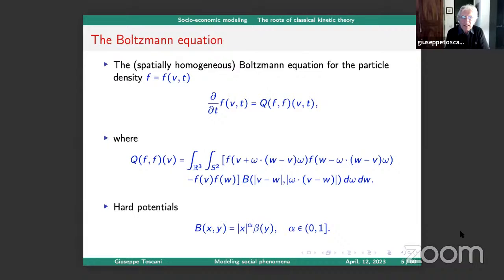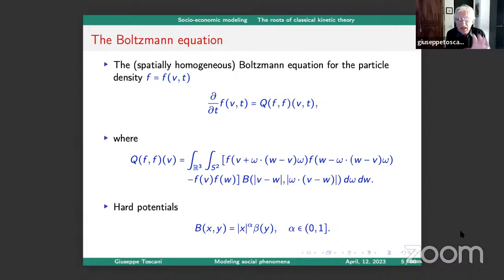But if I consider the spatially homogeneous Boltzmann equation, in which the variation of the distribution density is modified by collisions only, then the collisional integral, this Q of f, f, is some sort of difficult integral in which the binary collision between particles appears. V prime and W prime are the velocities after the collision, while V and W are the velocities before the collision, and beta is the frequency interaction kernel, which usually is considered for our potential, which is written below.